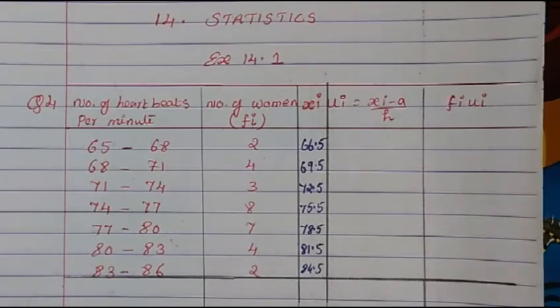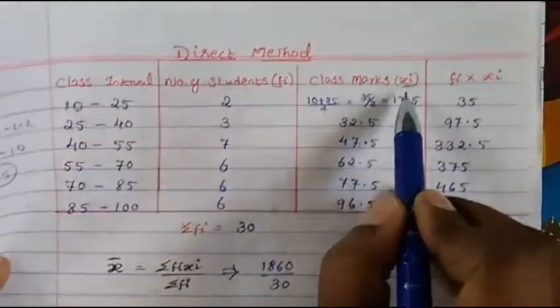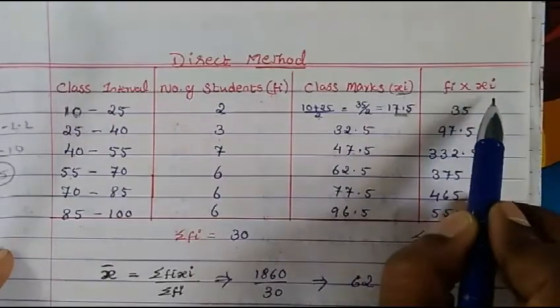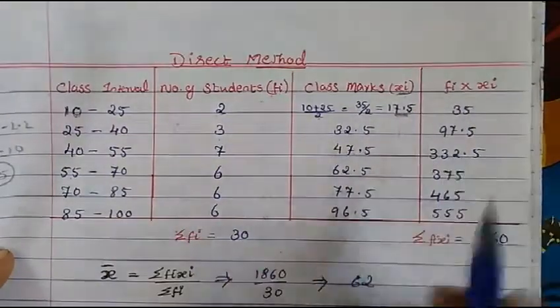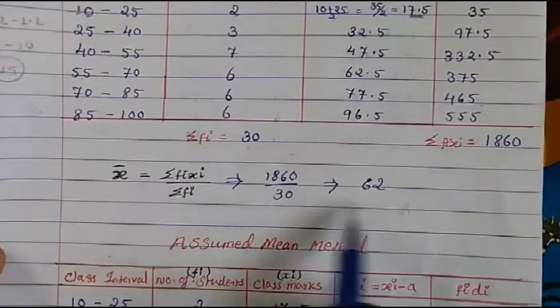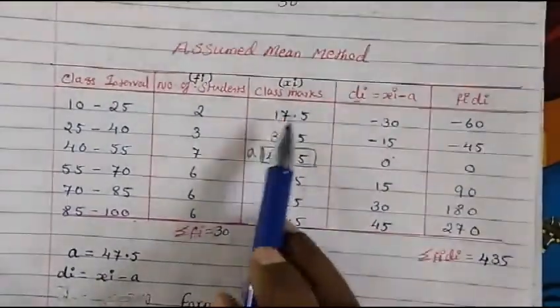Now in the introduction part, I have explained the direct method. Once you know Xi, you multiply Fi and Xi, find the sum of it, and put it into the formula and get the mean. So that's the direct method.